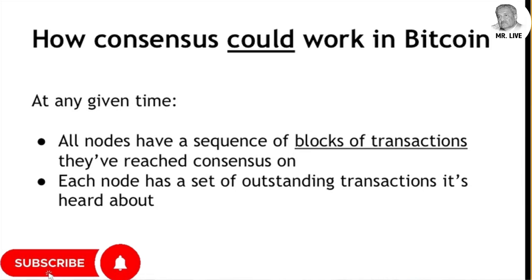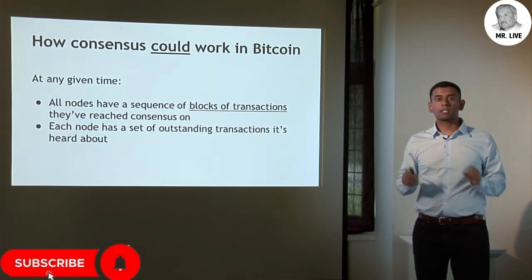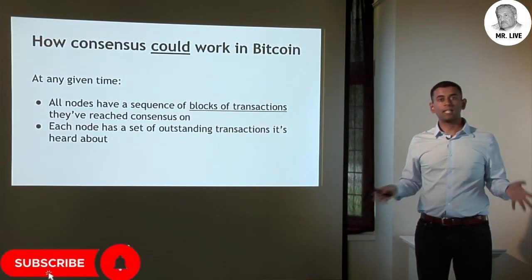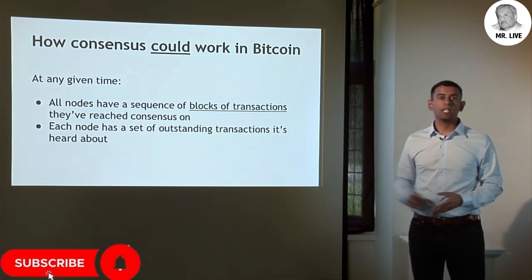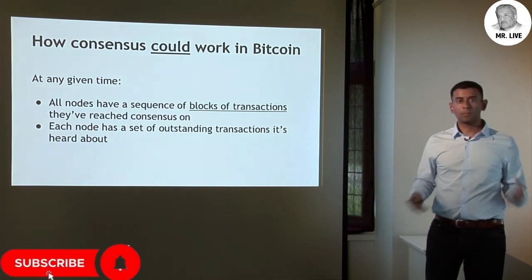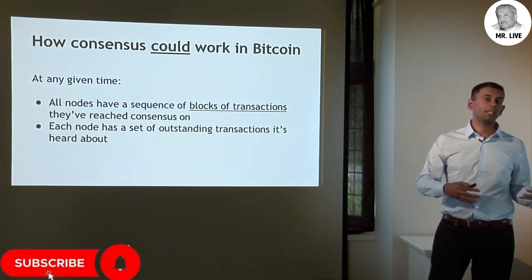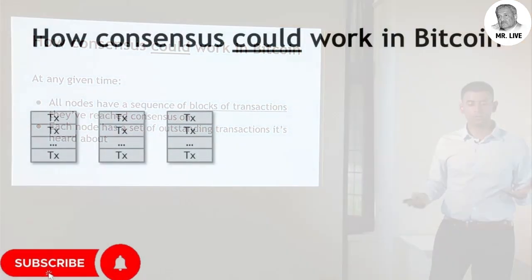At any given point, all these nodes in the peer-to-peer network would have the sequence of blocks that they've agreed upon already. And each node would then have a set of outstanding transactions that it has heard about. For these transactions, consensus has not yet happened. And so almost by definition, each node might have a slightly different version of the outstanding transactions that it's heard about. The peer-to-peer network is not perfect, so some node may have heard about a transaction, but not other nodes.